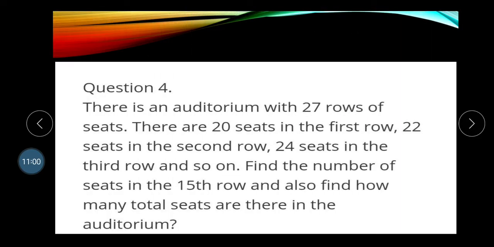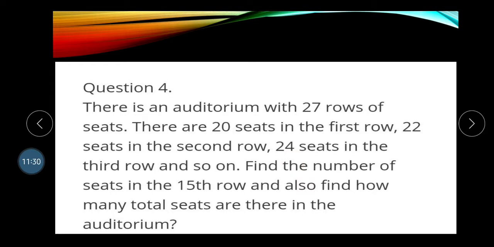Question number 4. There is an auditorium with 27 rows of seats. There are 20 seats in first row, 22 seats in second row and 24 seats in the third row and so on. Find the number of seats in the 15th row and also find how many total seats are there in the auditorium. So when you see the seats, it is 20, 22, 24. It is increasing. The difference is there by 2.